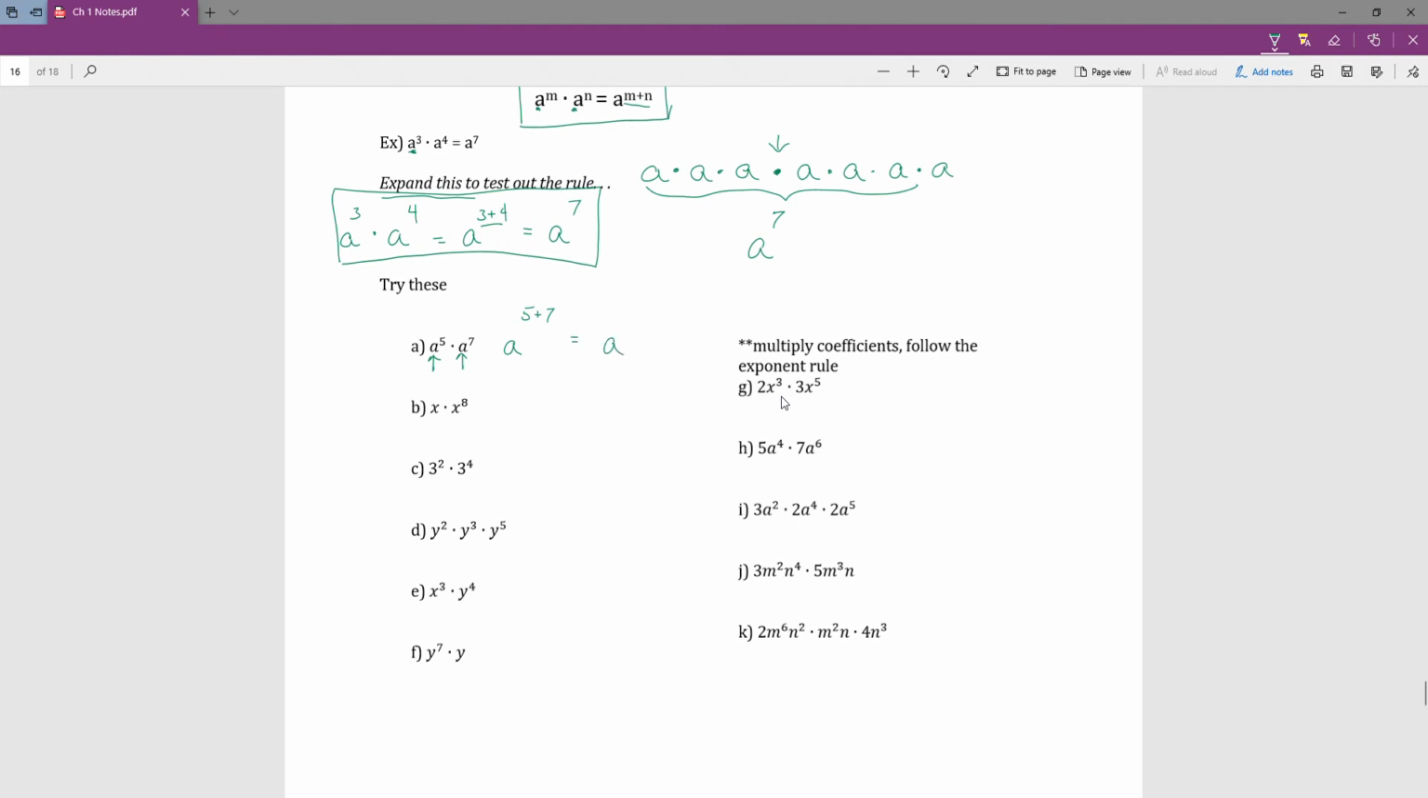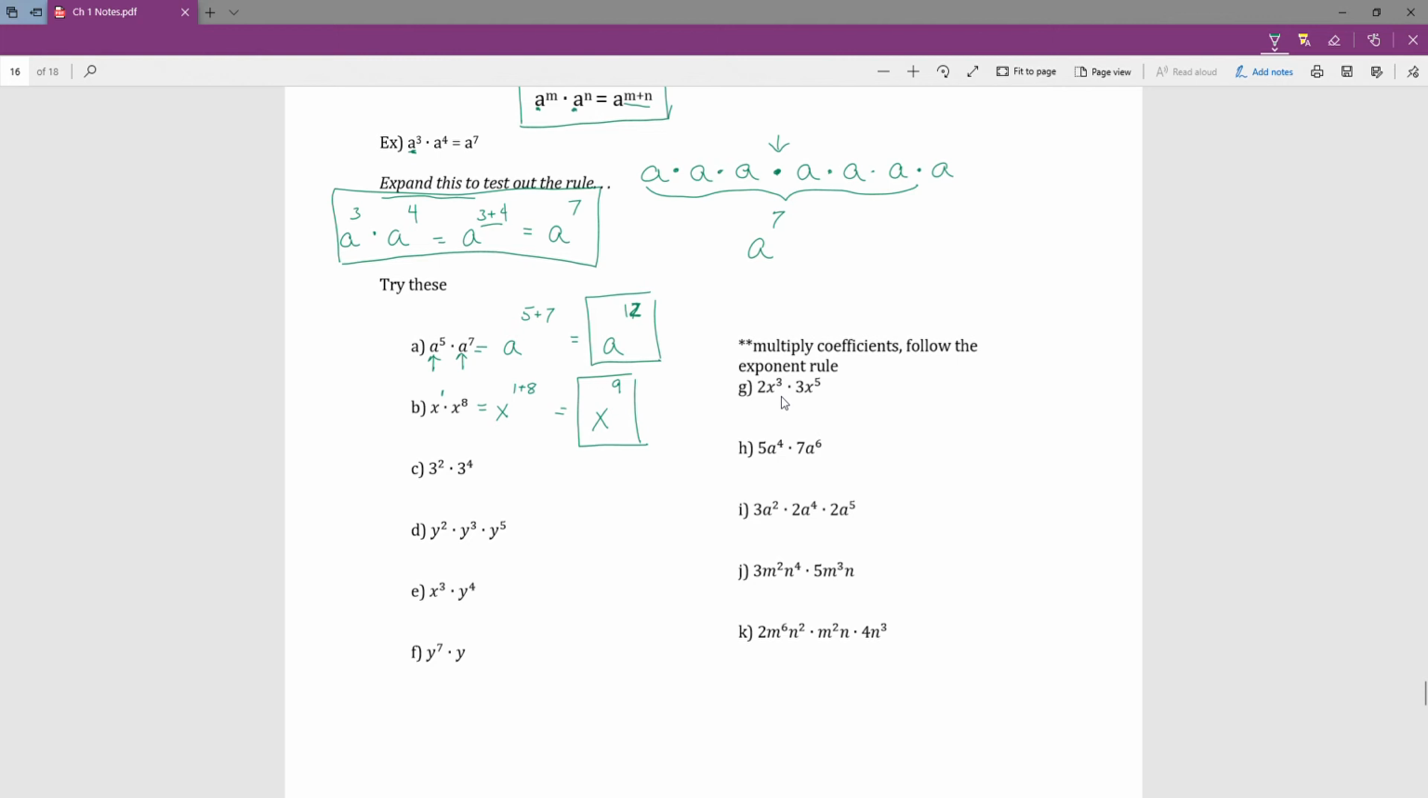So the final simplified answer, whoops, not 2 to the 17th, 12. A to the 12. Okay. In B, we have this invisibility thing. And so we've got X with a 1 up there. You remember how I said it's not written, just like positives aren't written, but we know that it's there. So writing out my thinking for this, I've got an X, and the two exponents that I'm adding would be a 1 plus 8. So my final answer would be X to the 9.